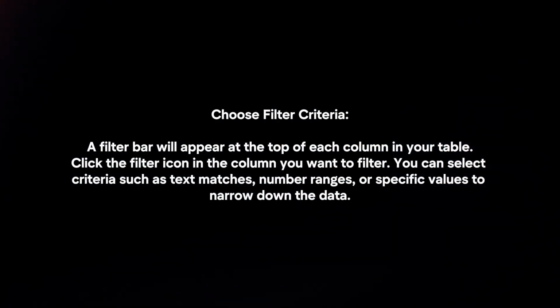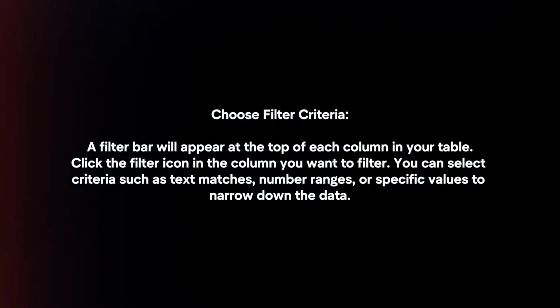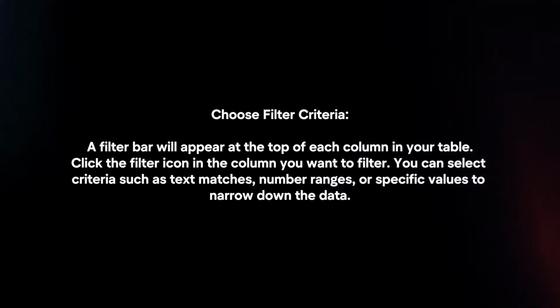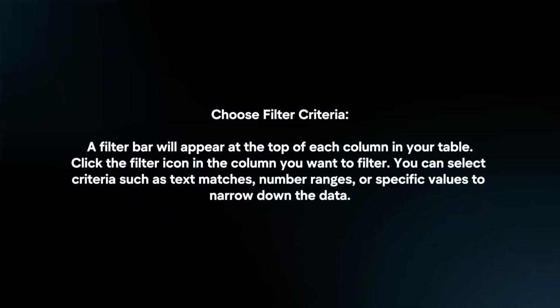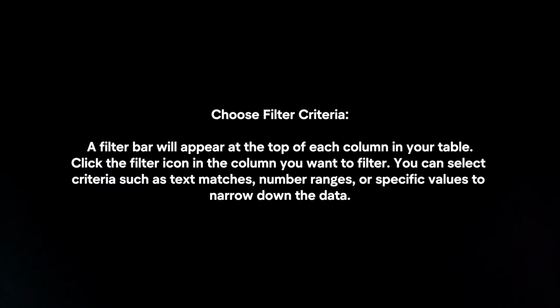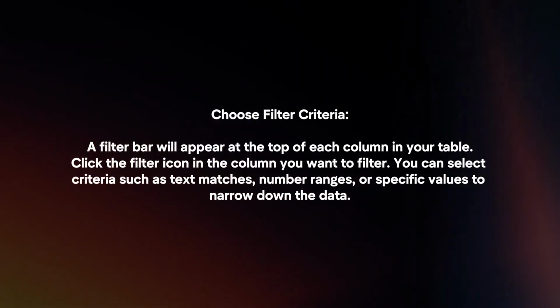Choose Filter Criteria. A filter bar will appear at the top of each column in your table. Click the filter icon in the column you want to filter. You can select criteria such as text matches, number ranges, or specific values to narrow down the data.